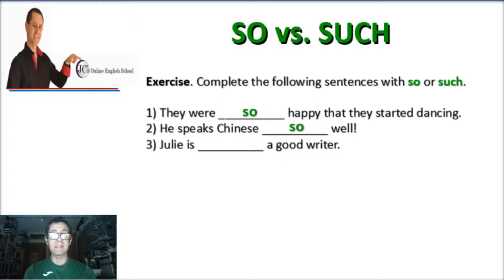Very good. Like I said, the connection is a little bit slow. Sometimes the internet is a little bit slow. So number three, Julie is a good writer. Rosa, you're right for number two. Very good. Thank you. And Jose Maria, number two, so. Very good.